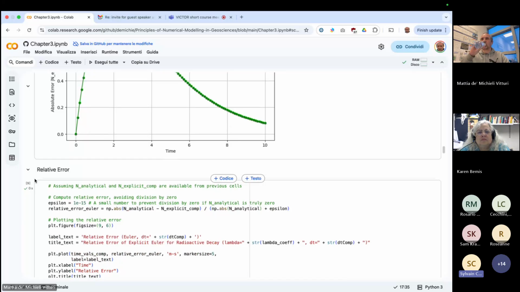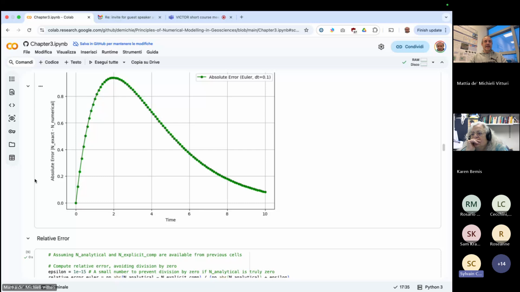There's another question. How much is the computing process affected by the decrease in the size of the time step, and how do you justify the size of the time step in order to reduce your error while avoiding a bias?